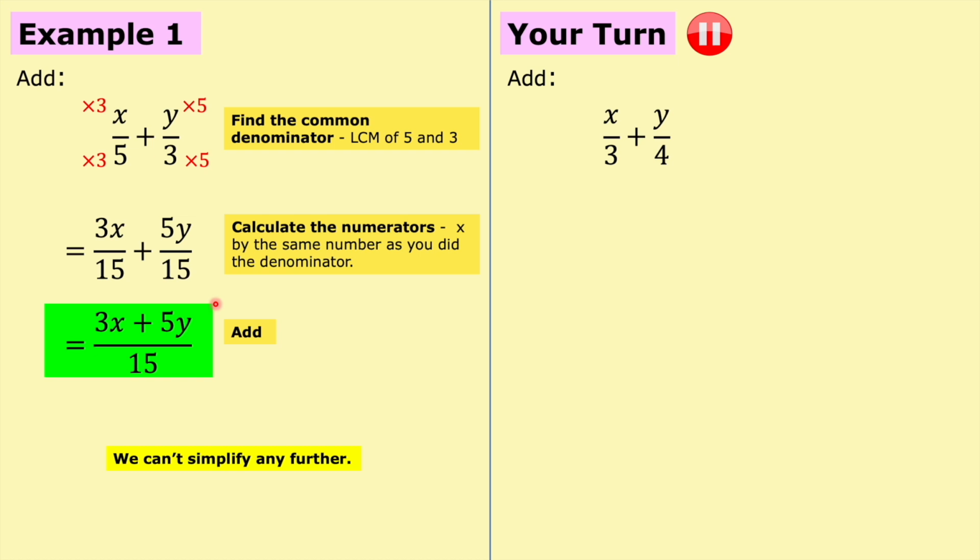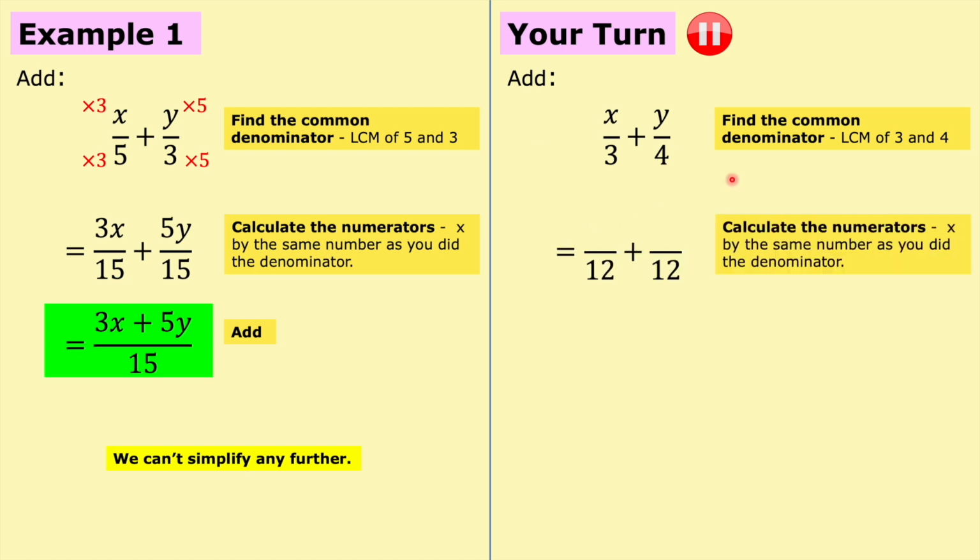Okay, hopefully you managed to do that. Let's go over the answers. So again, we need to find a common denominator because we can't add or subtract fractions with different denominators. So we need to find the lowest common multiple of 3 and 4. And thinking of your 3 and your 4 times table, we will get 12.